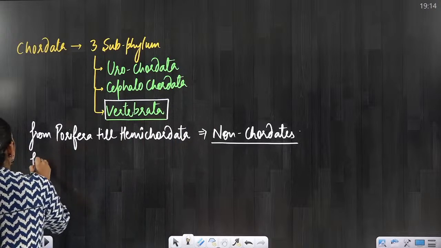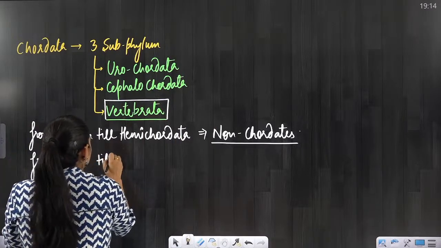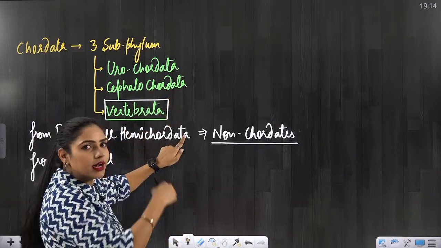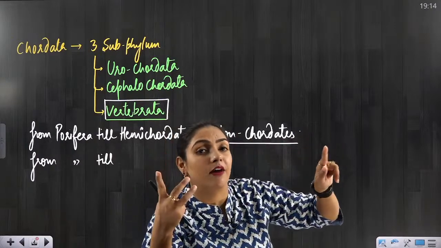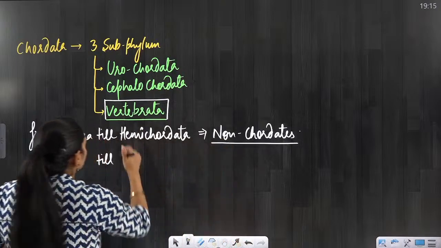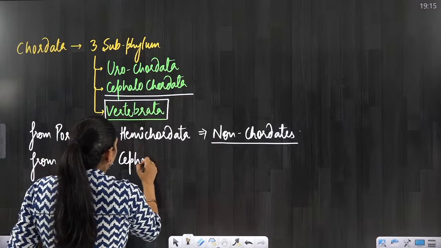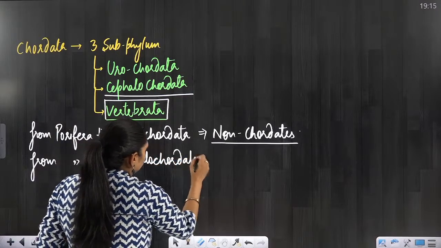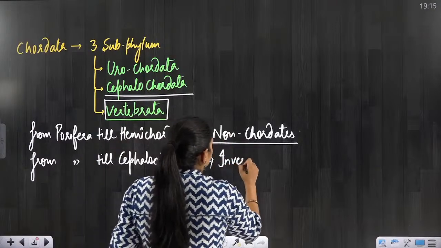Similarly, from Porifera till Cephalochordata, that means Hemichordata is included. After Hemichordata, Chordata is coming. In Chordata, there are 3 subphylums: Urochordata, Cephalochordata and Vertebrata. So till Cephalochordata, we can group them all as invertebrates.